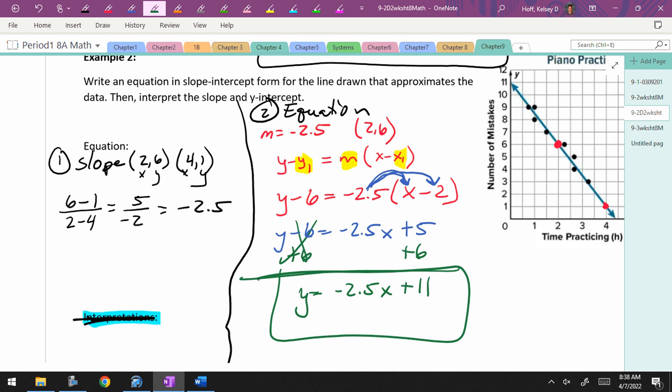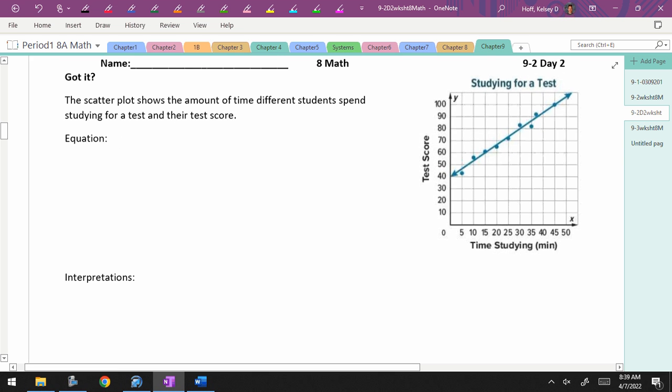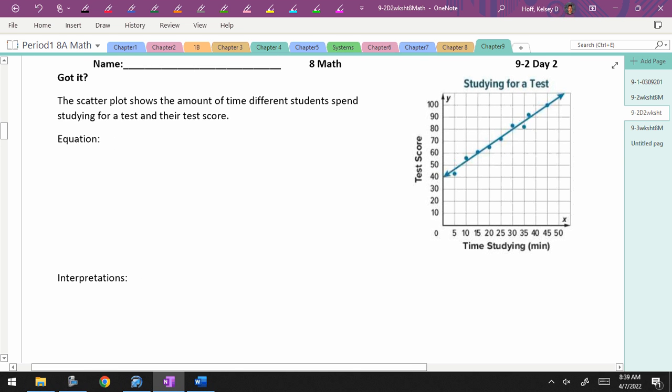Okay, let's flip it over. We're not going to worry about the interpretation. We're going to do one more, okay? Let me ask you this. If I told you what points to use, would that be better? Instead of you looking at the graph and finding them, if I just said use this one and this one. I think I'm going to give them to you when it comes to your homework, though.